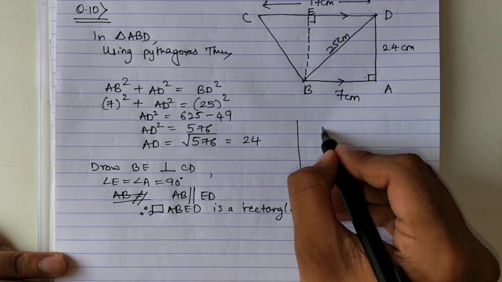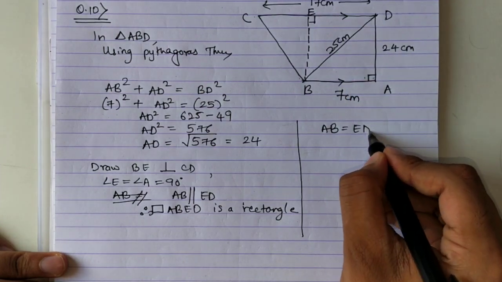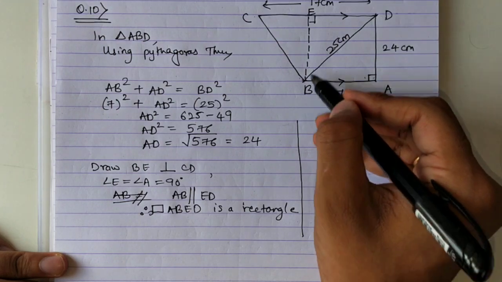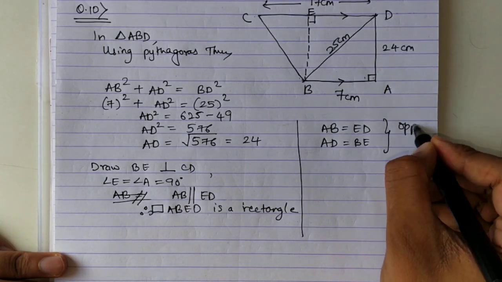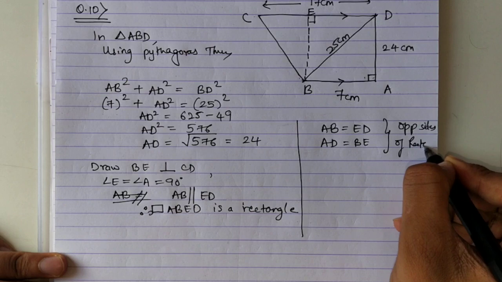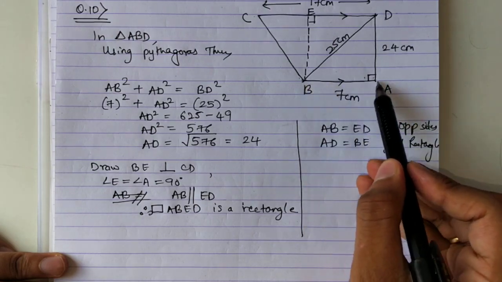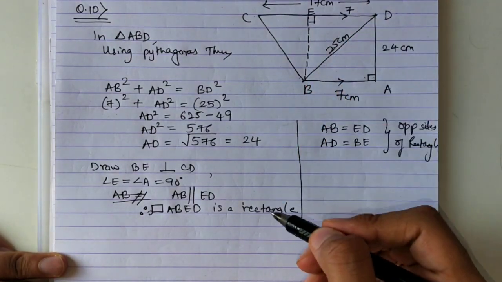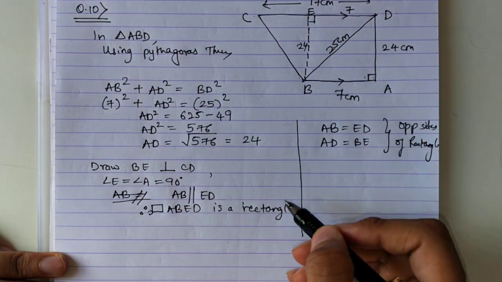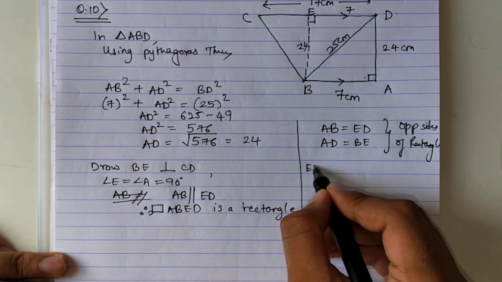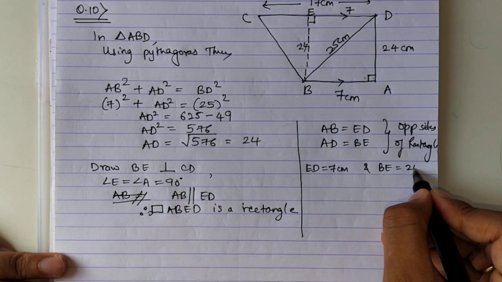Okay. Once I know that it is a rectangle, I'll write AB is equal to ED. Opposite sides of a rectangle are equal. AB is equal to ED, and AD is equal to BE. Correct? Reason being, opposite sides of a rectangle. So they're equal. Means if AB is 7 cm, ED will also be 7 cm. If AD is 24 cm, BE will also be 24 cm. Am I right? So with this we get that ED is 7 cm and BE is 24 cm.